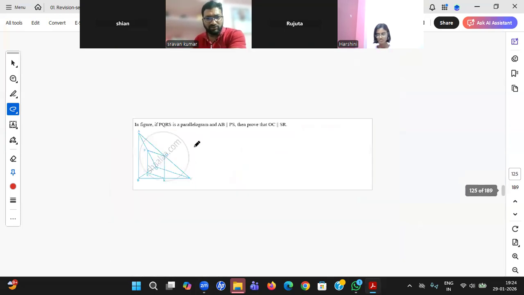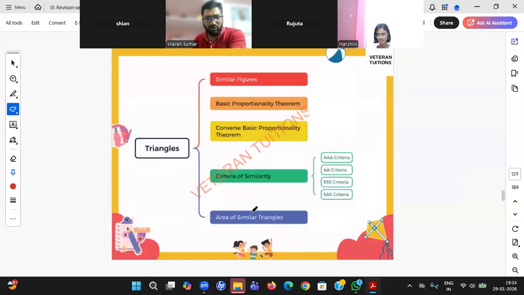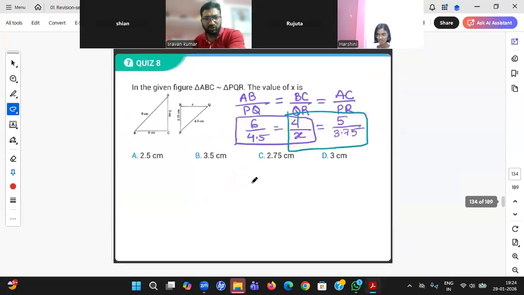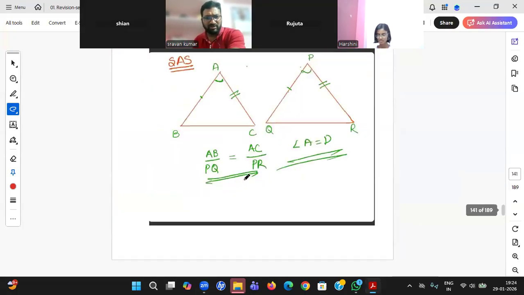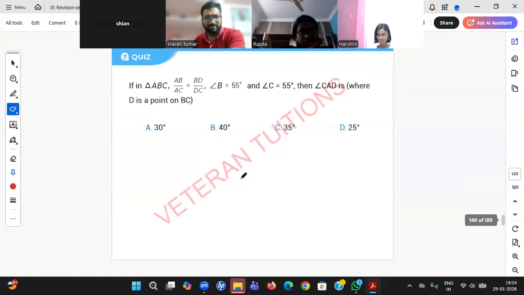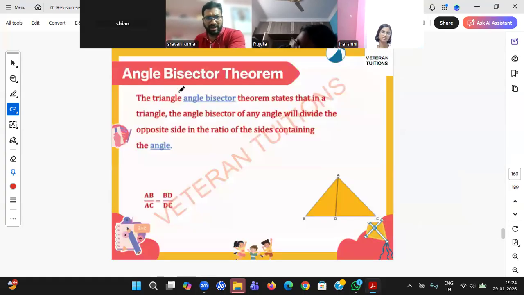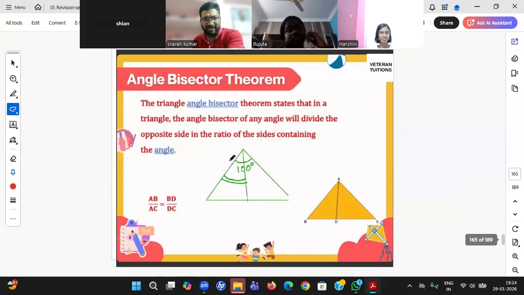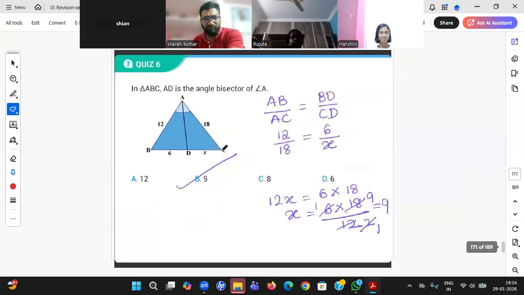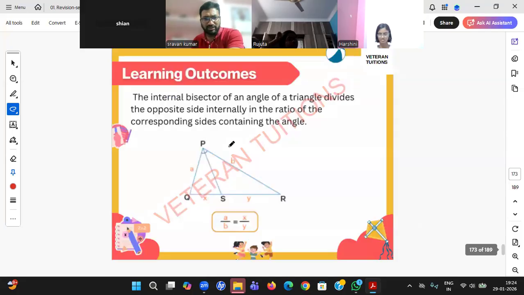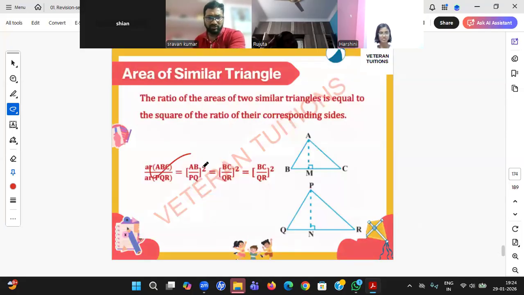Then I want to give some concept on area of similar triangles, which I did not give in the regular session. Only one formula. Some of them said it is deleted, so I have not started it. Also the angle bisector theorem and especially the area of triangles concept. Only the formula I'll be giving, not the proof. With this, in the next half an hour, we'll close this and go for the sample paper.